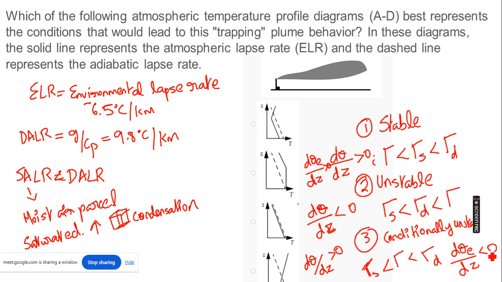So here we have different stability conditions. The different options basically show you atmospheric profiles corresponding to different stability conditions.